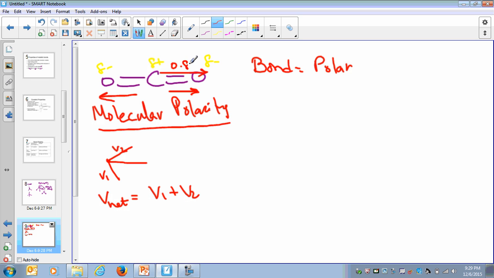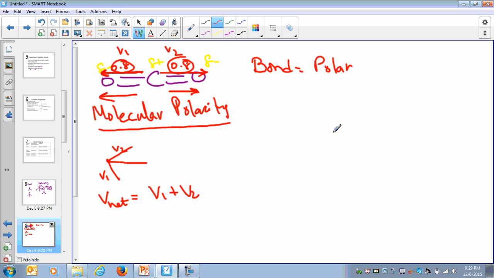Okay, so if I have 0.8 strength on this side, then I have the other vector of 0.8 because it is the same molecule in the opposite direction because the negative end is on this side. So since the two vectors, v1 and v2, are of the same value and they are in opposite directions, they cancel each other.